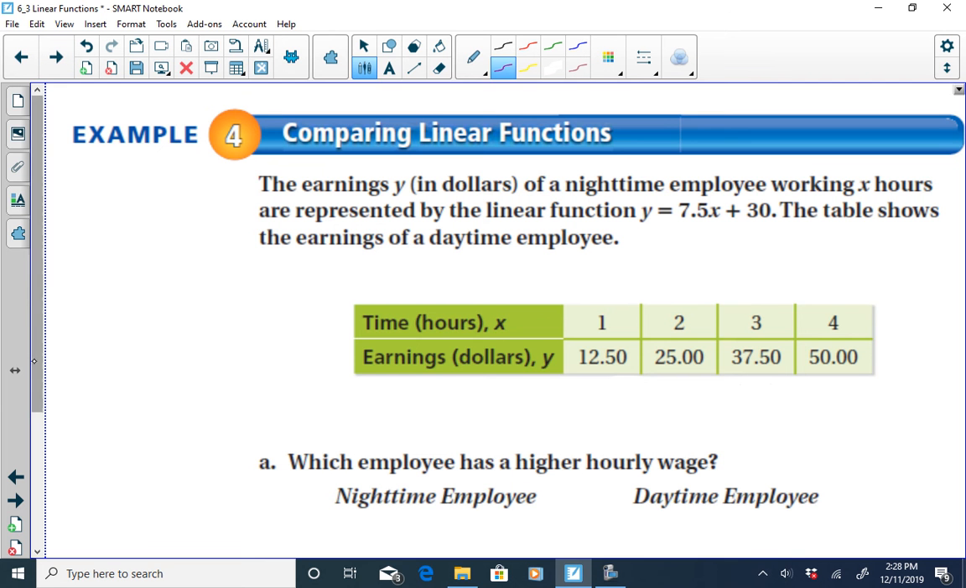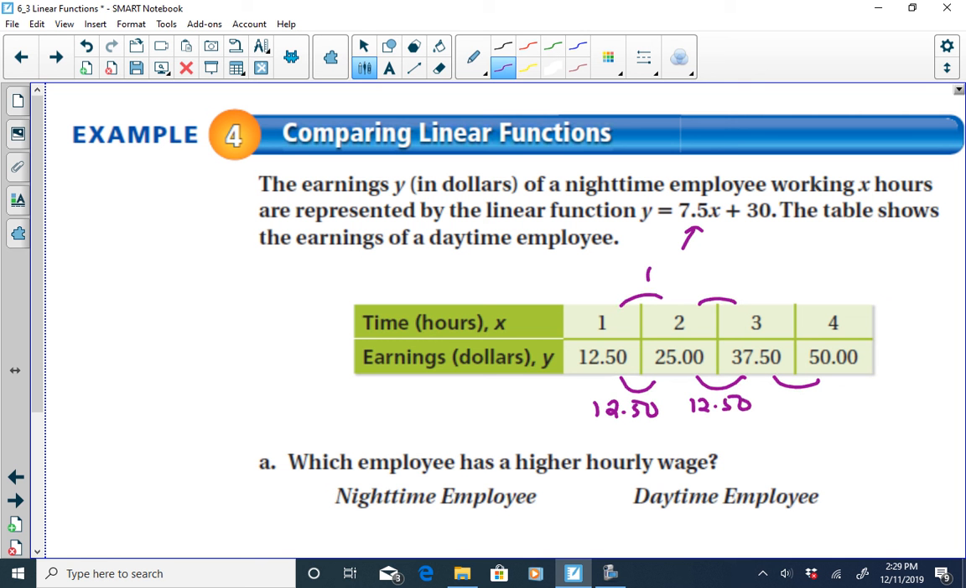All right. Now here we're asked to compare linear functions. The earnings y in dollars of a nighttime employee working x hours are represented by the linear function y is equal to 7.5x plus 30. The table shows the earnings of the daytime employee. All right, here's the daytime employee. If we look at the rate of change, the nighttime employee has a rate of change of 7.5, and the daytime employee has a rate of change of what? Looks like that's 12.50 every hour.